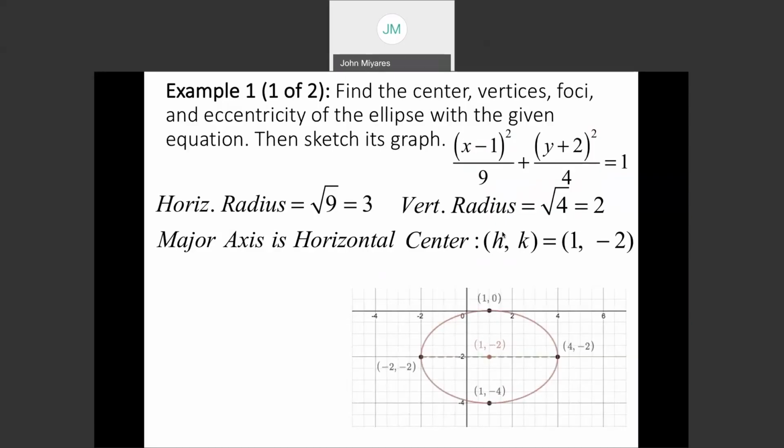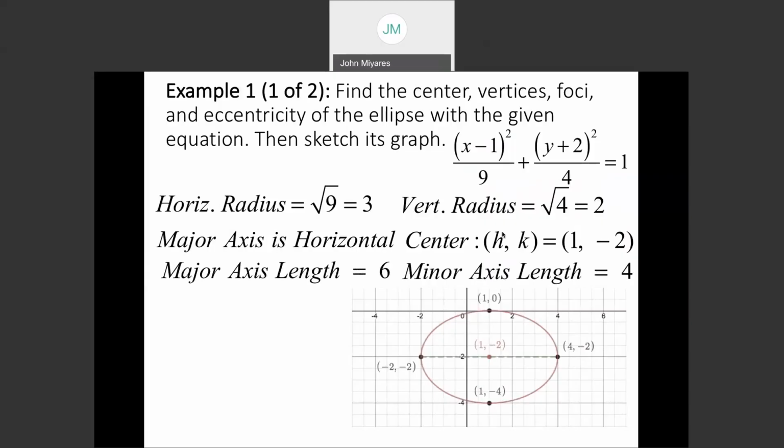So other questions you might be asked on a homework problem would be the length of the major axis and the minor axis. These will be 6 and 4, respectively. The major axis can almost be thought of as a long diameter, while the minor axis can be thought of as a short diameter.